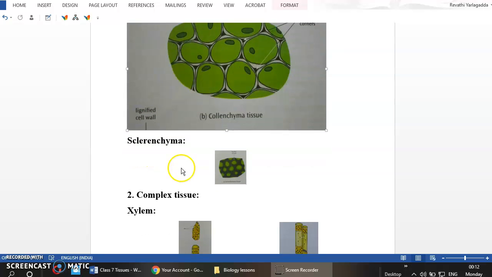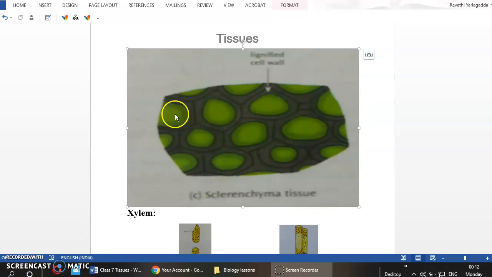Next tissue is sclerenchyma. If you could see the cells of sclerenchyma, there are no intercellular spaces seen, because the cell walls of the cells of this tissue are very thick. So the cells consist of thick walls and are very closely packed, and the cells of this tissue are mostly dead cells. So there are no intercellular spaces present.